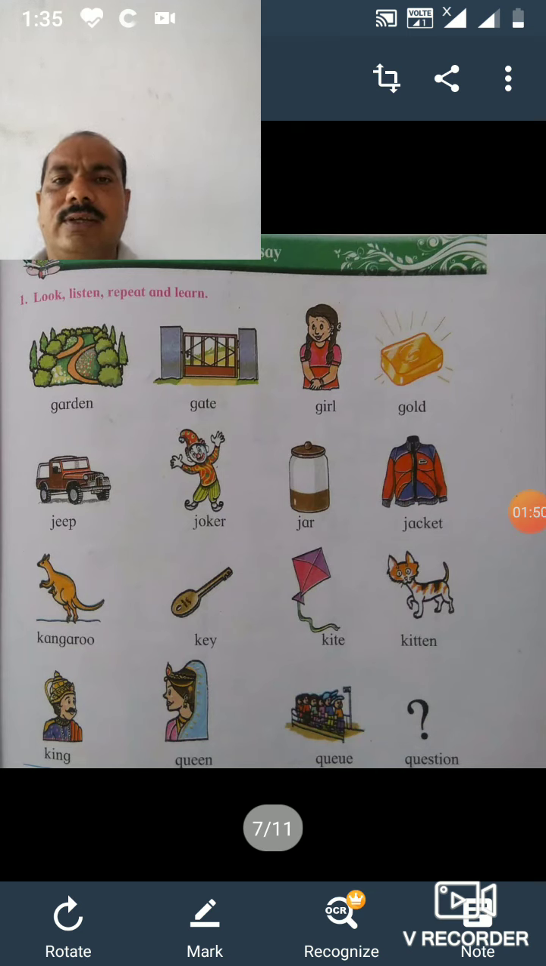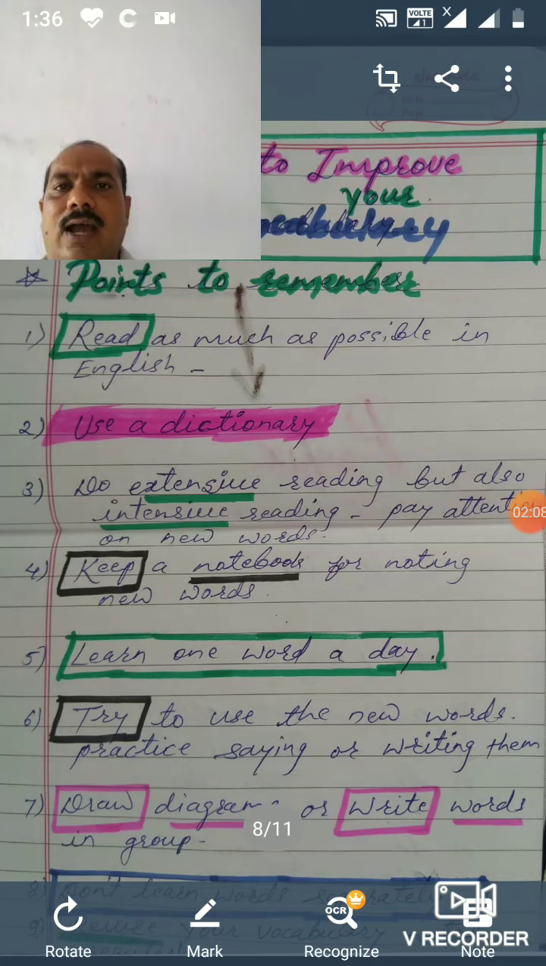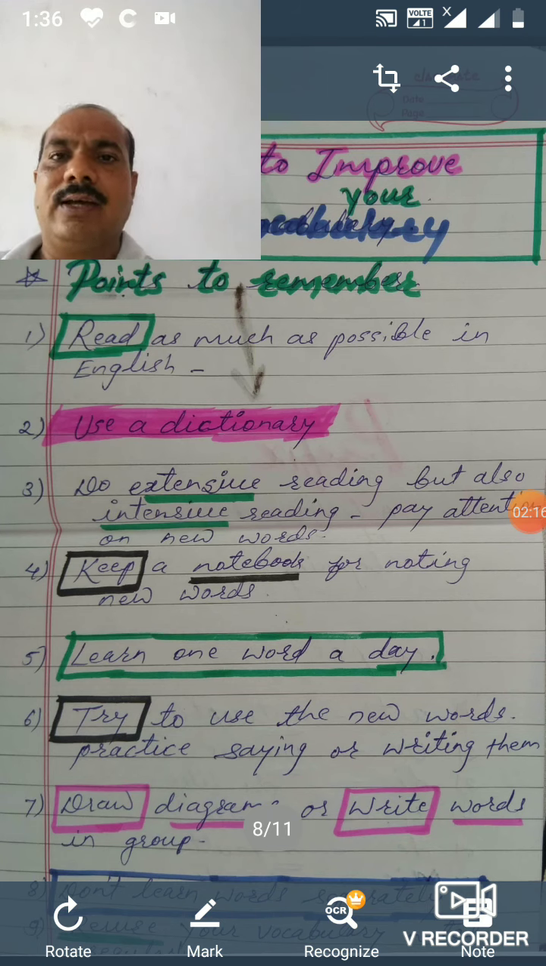English vocabulary, the ways are different. The words, the pictures, and the words, we collect the words, see the pictures and so on. Today, I am going to give some guidelines on how to improve English vocabulary. There are some points to remember, friends. The first point I am going to explain.